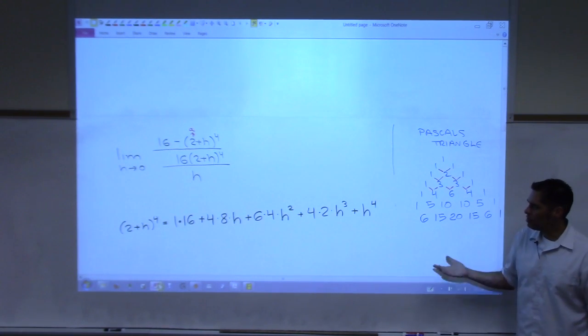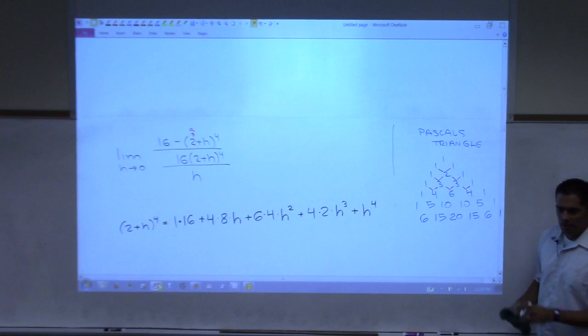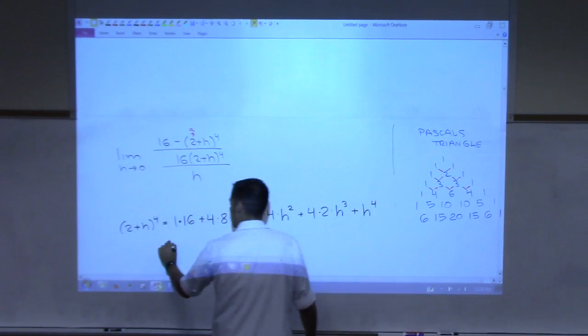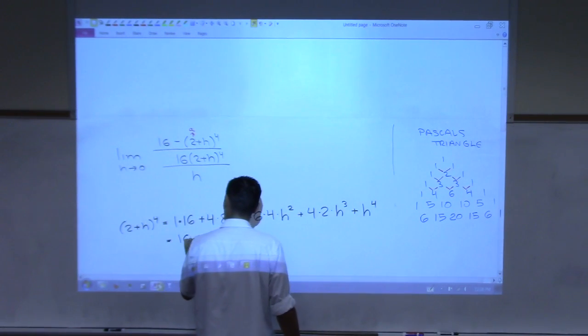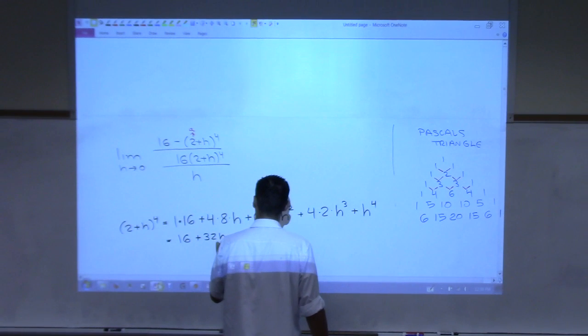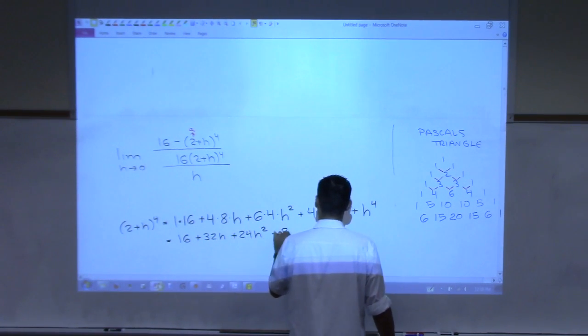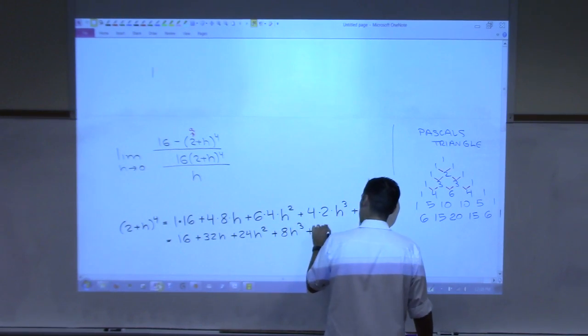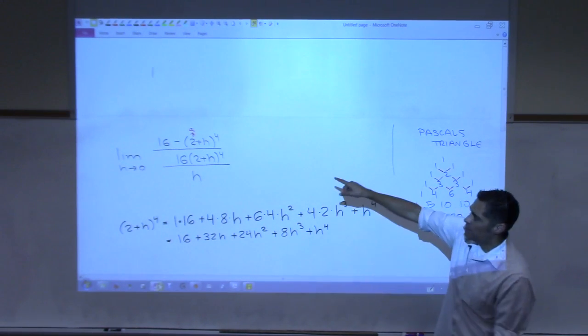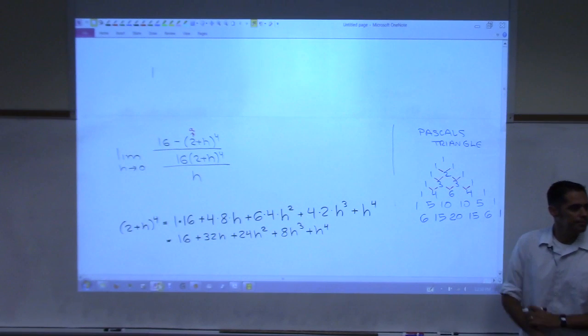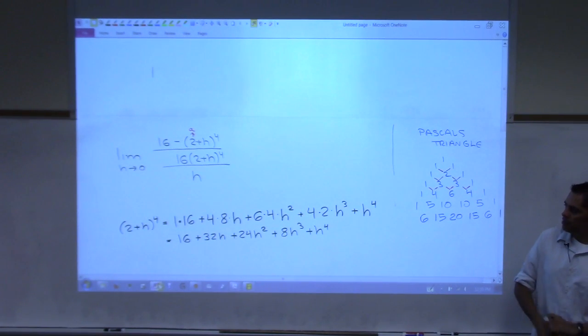But I'm also pretty comfortable with this. So what do we have here? This is 16 plus 32h plus 24h squared plus 8h cubed plus h to the fourth. That's what that top right corner is going to become. And do you see what's going to happen? Minus 16. The 16s are going to go away, and that's a good thing.